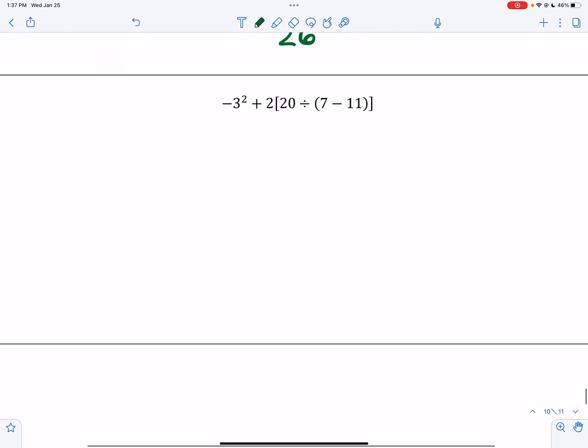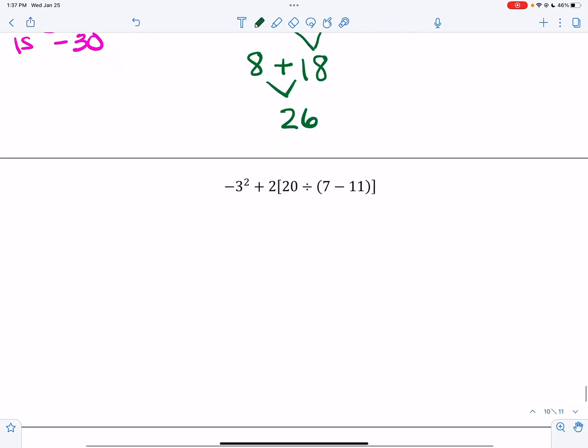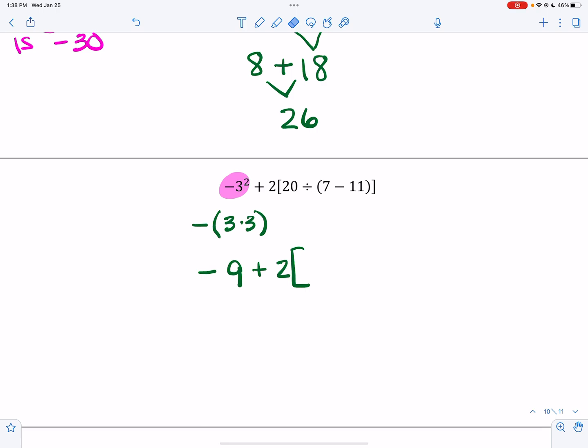All right, I think this is the last one. Now, I want you to be careful of this. Because that right there, most people, when they make mistakes, they're going to put it as a positive 9. But because that negative sign is not in parentheses, what that means is this. So that is going to be a negative 9. Then I'm going to put plus 2. I'm going to put my brackets. I'm going to write 20.